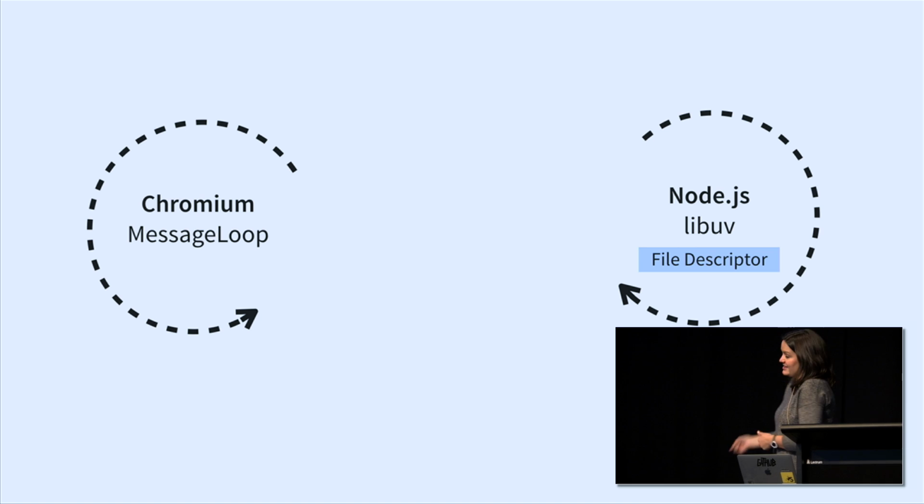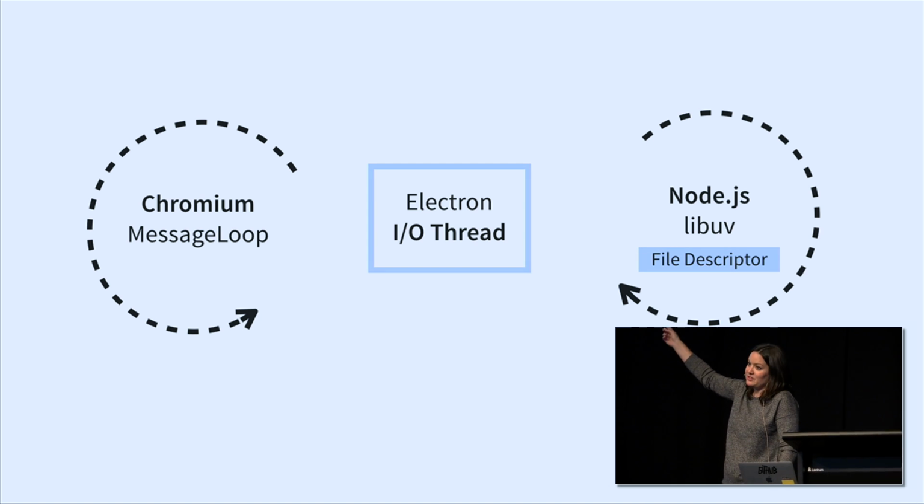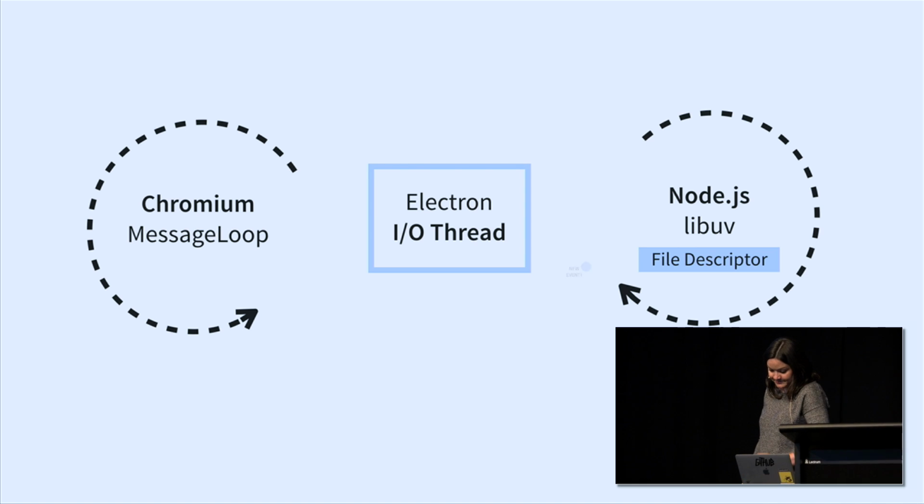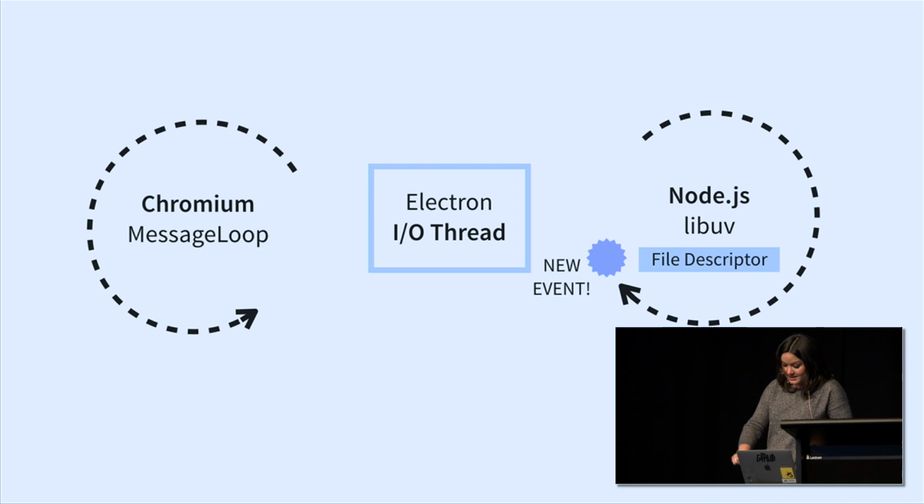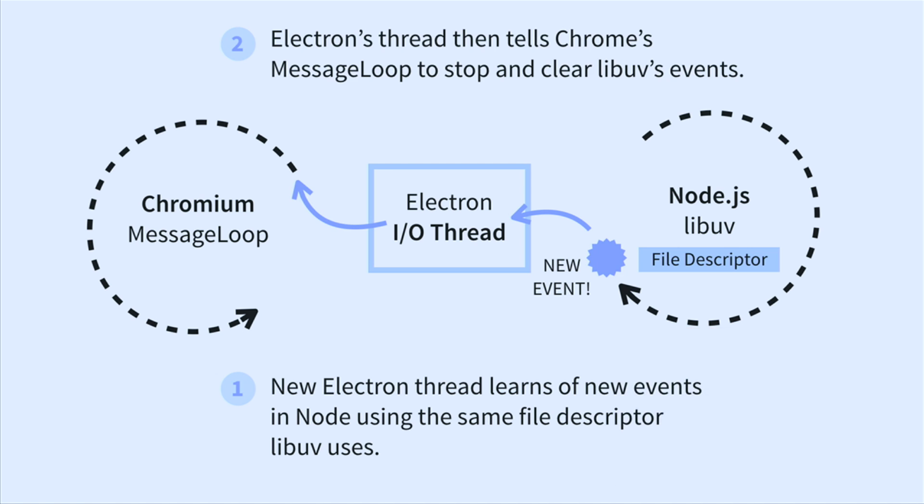But you can actually listen to that file descriptor yourself, and so Electron has a thread sitting in the middle that is also listening to the file descriptor in the same way that libuv does. And so when there's a new event, Electron's thread knows about it, and then it tells the Chromium message loop to stop, empty out the libuv pool, and then everything starts back from the beginning. And this is how Electron is able to make using Node really seamless, make things really fast. You don't have something else weighing down Electron apps.